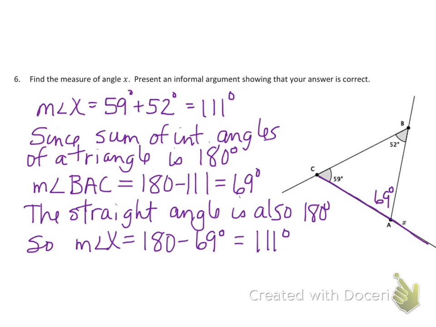Here's the result for exercise 6. The measure of angle X is 111 degrees, right there. And my argument is that the sum of the interior angles, once again, of the triangle is 180. So the measure of angle BAC would be 180 minus the sum of the other two angles. So it would be 69 degrees. And since the straight angle here is 180 degrees, the measure of angle X is 111. All right, let's look at exercise 7.